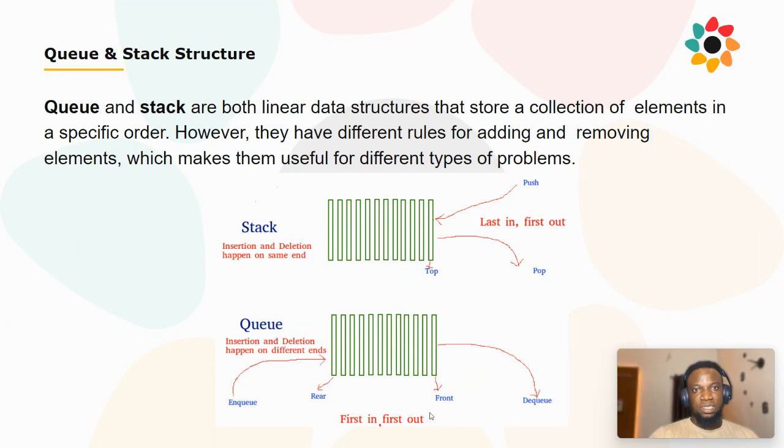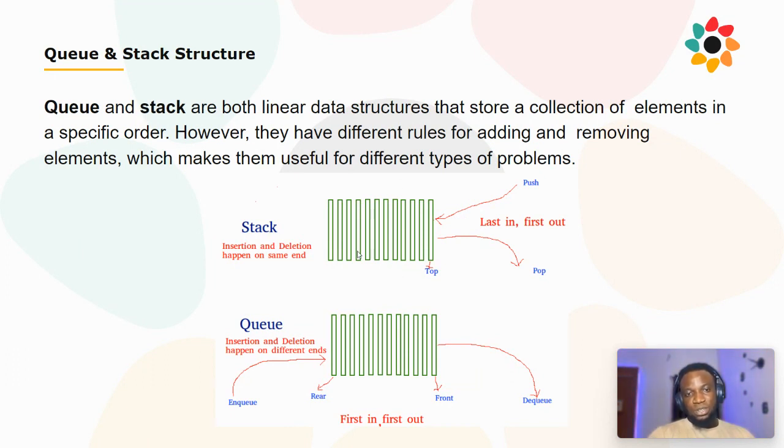That means the first person or the first item in that particular list or data structure will be the first one to be removed. So the first element in that particular queue will be the first one to go off. But when it comes to a stack, it doesn't work that way. The first element in that particular stack will definitely be the last one out.